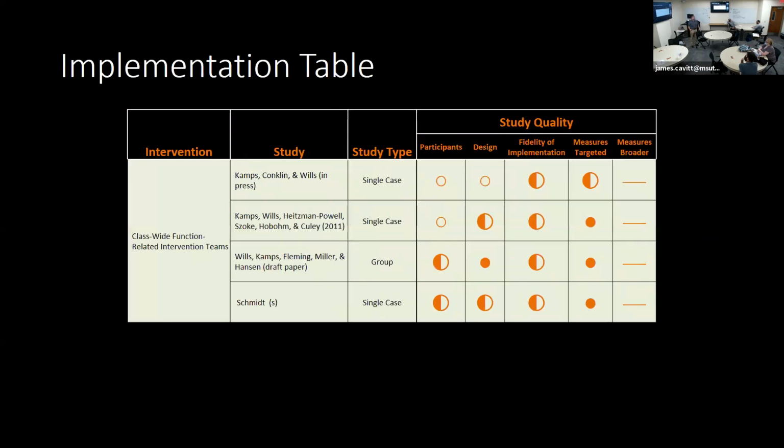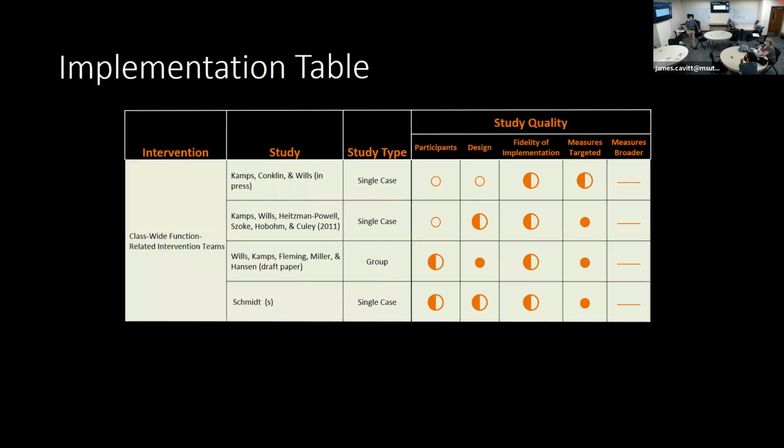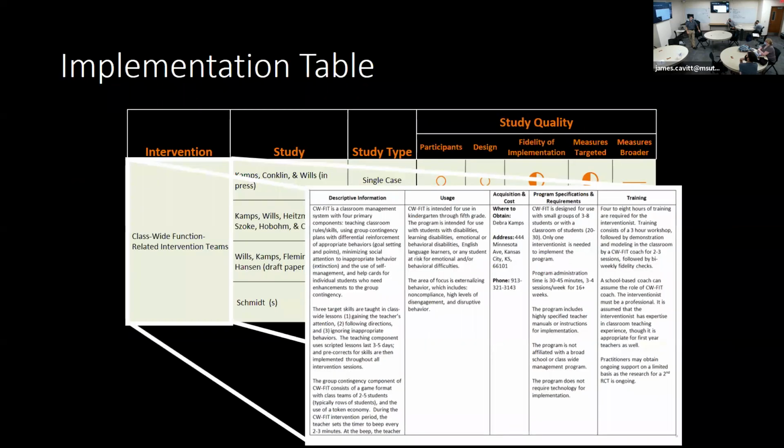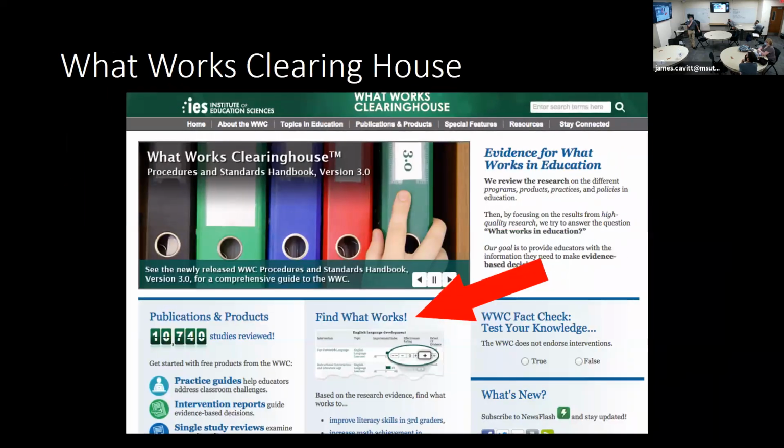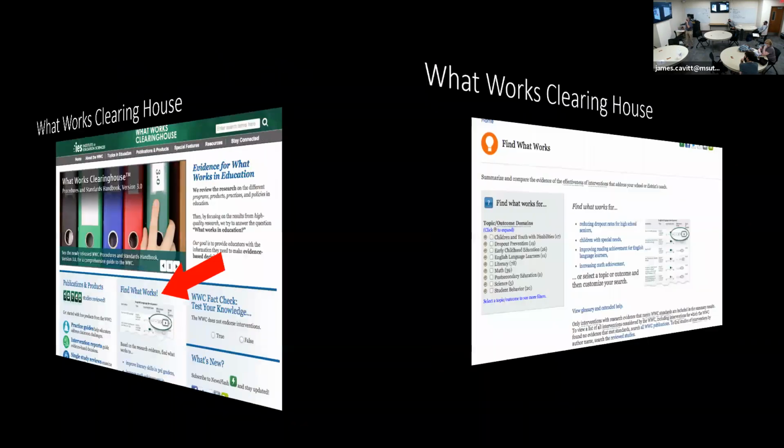Then here's the implementation table. All this stuff is there. Tons of things, videos, on and on. So it's a lot of stuff that you can use. What Works Clearinghouse does a similar thing. It gives you a rating scale here from negative to plus. So you would find what works, and you look at all those different interventions.